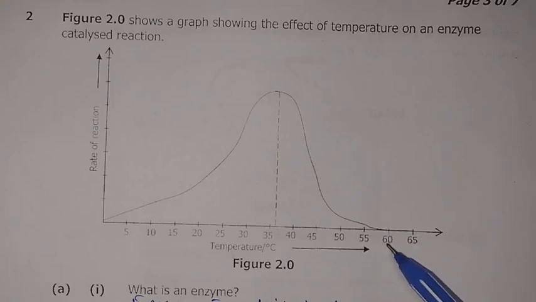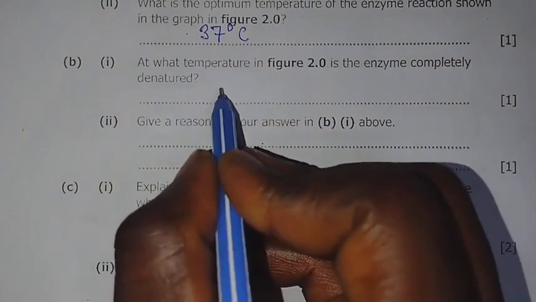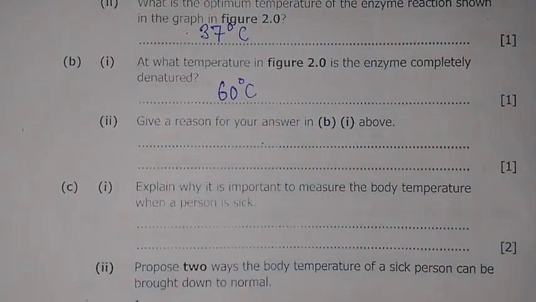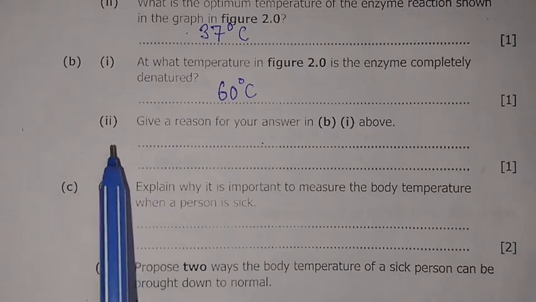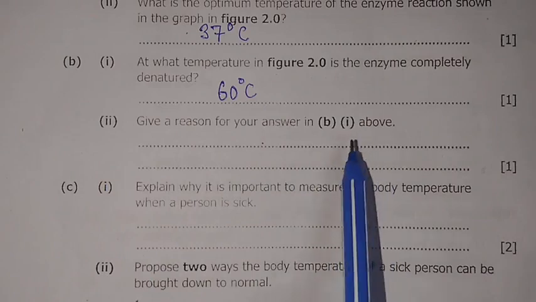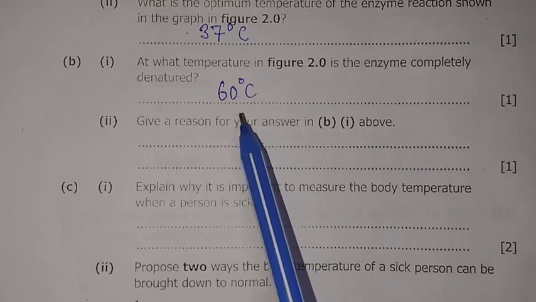So this is the temperature at which the enzyme will be completely denatured. Okay, so we have said the temperature at which the enzyme will be completely denatured is 60 degrees Celsius. Okay, so we've now come to question B2. Give a reason for your answer in B1 above. So give a reason why you have said that it's going to be 60 degrees Celsius.